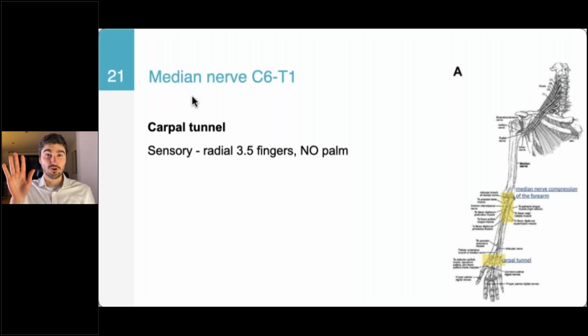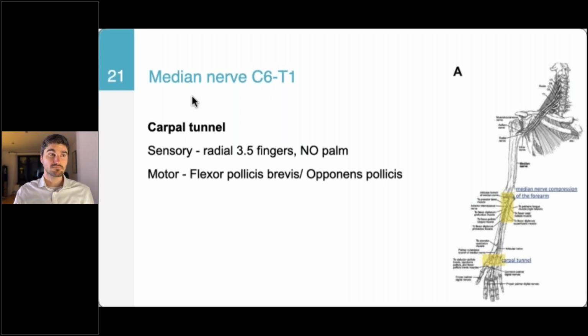So in carpal tunnel syndrome, the palmar branch comes off before the tunnel. So in carpal tunnel, we only have these 3.5 fingers. The palm is spared. So 3.5 fingers are numb or have altered sensation, but the palm is fine. When we're doing muscle testing, we're going to see weakness of the opponens, so the ability to oppose my thumb against different fingers. So very simply, you can just try it against different fingers and see if we have a weakness there.